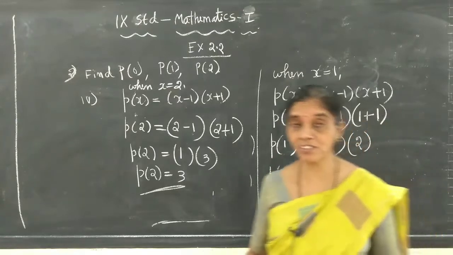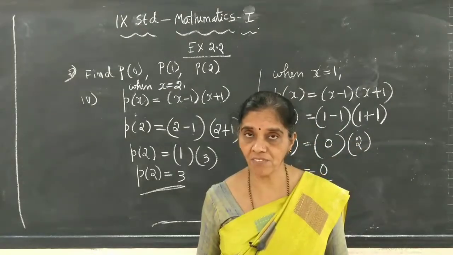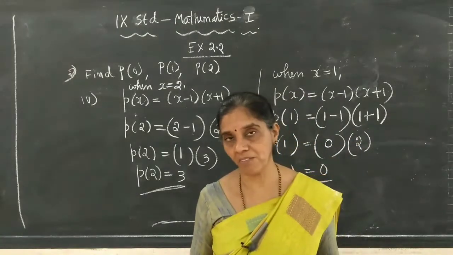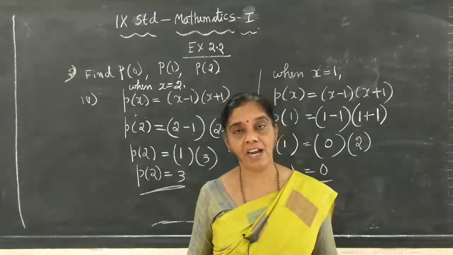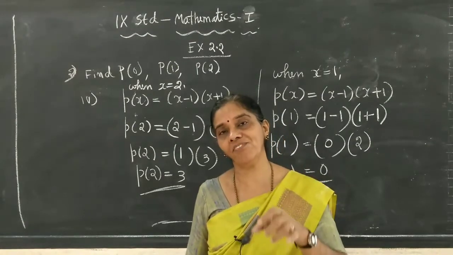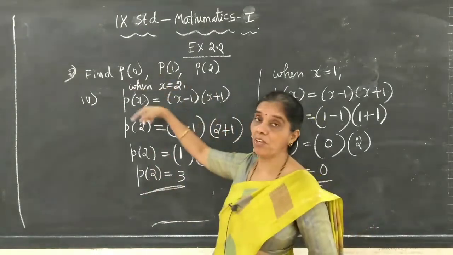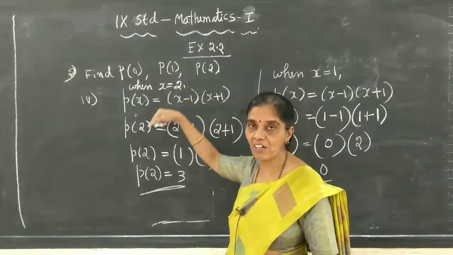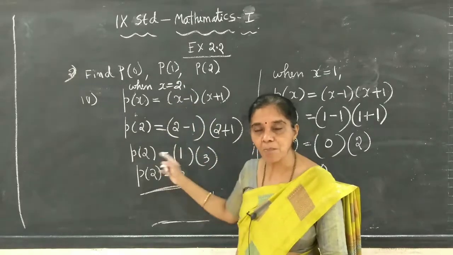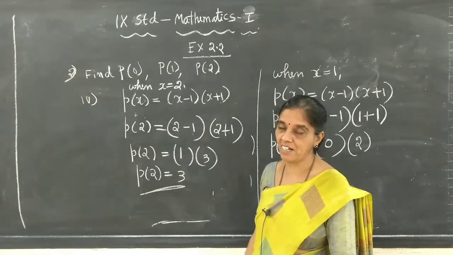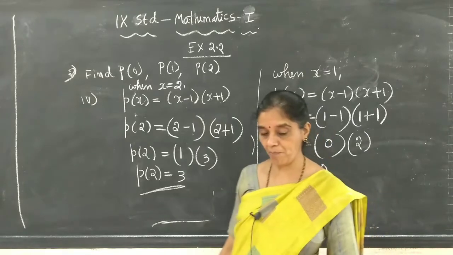So you understood what is the meaning of the value of the polynomial. They will give the polynomial with a particular single variable, and a particular value of that variable, and then what is the total value of the polynomial, you have to substitute that given value of the variable and simplify it and get the answer. That is called the value of the polynomial.